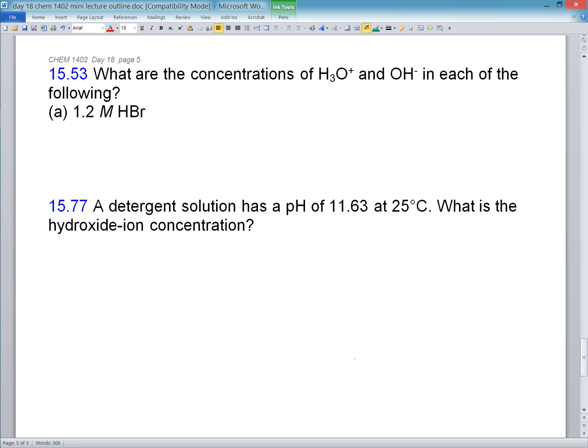Now on 53, hopefully you realize you could just cross out H3O plus and write what? H plus. It's more recognizable. Hydronium is the same as the hydrogen ion.